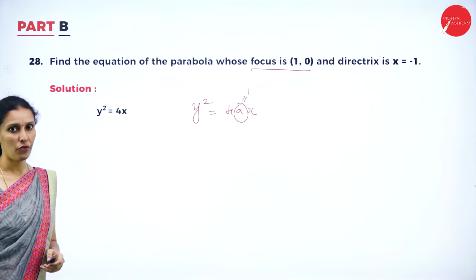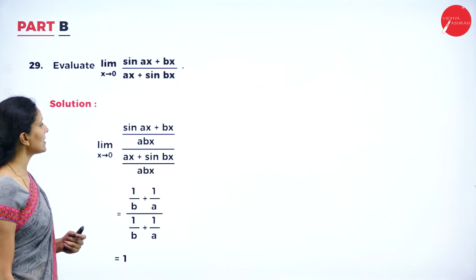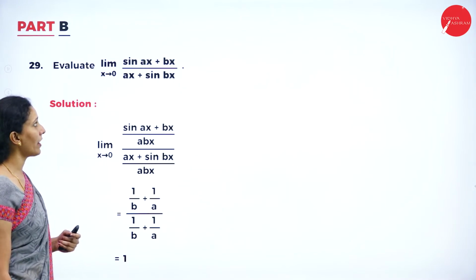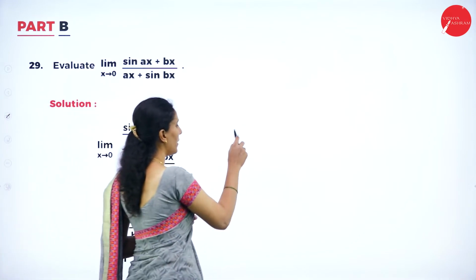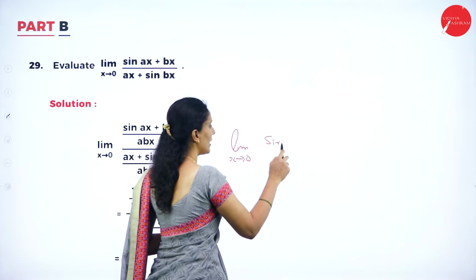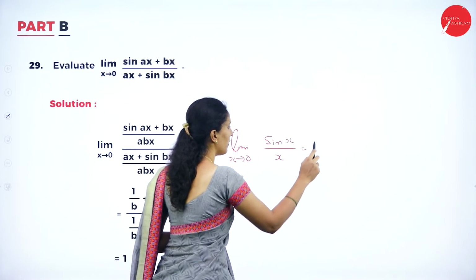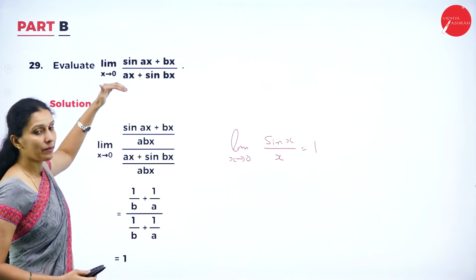Next we have: evaluate the limit as x tends to 0 of (sin ax plus bx) divided by sin bx. Now we know the standard limit, that is, the limit as x tends to 0 of sin x by x is equal to 1. So here we have ax, so let me divide it by ax.